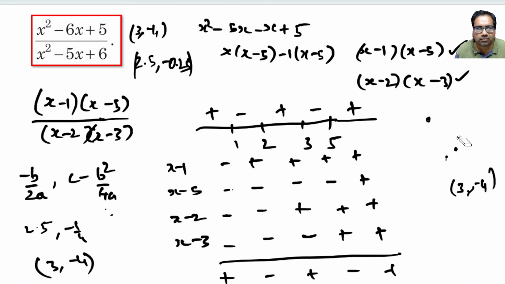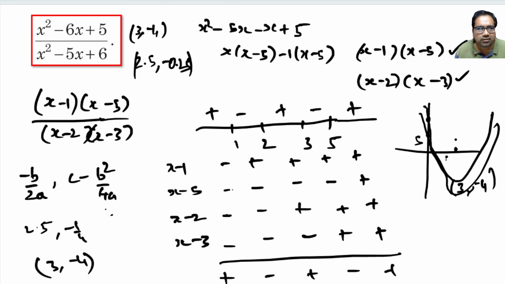Okay, one x-intercept is 5, another y-intercept is 6, and the vertex of this is 3, minus 4. Clearly this vertex is lower than this vertex. Okay, so I'll show you the graph also.